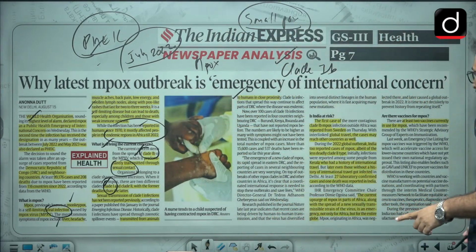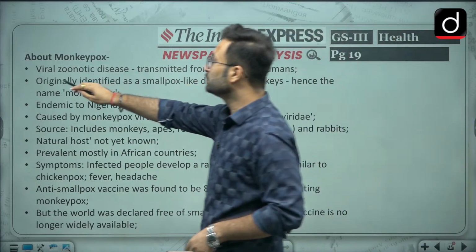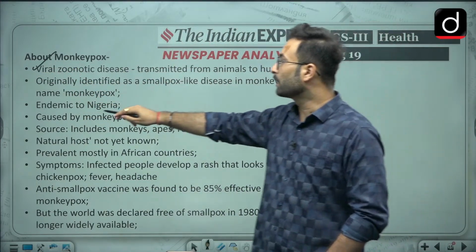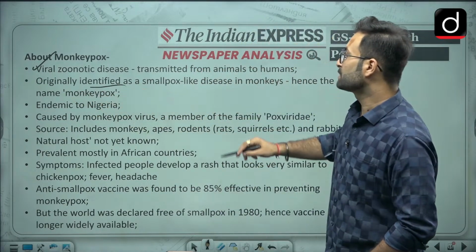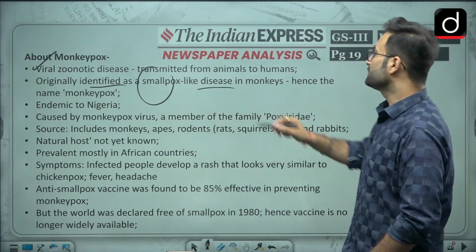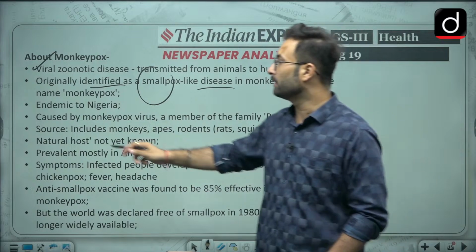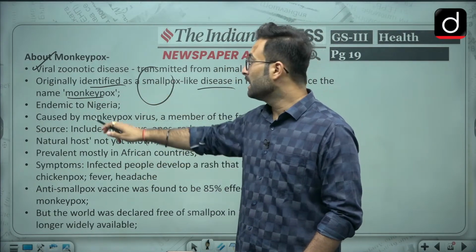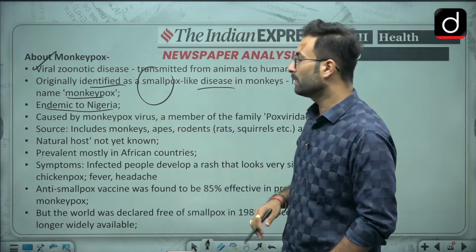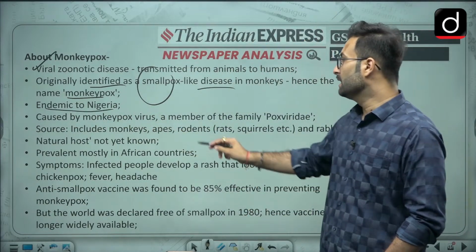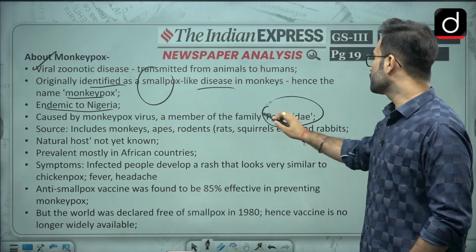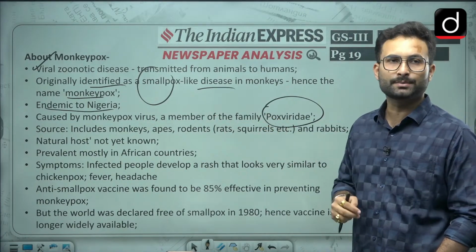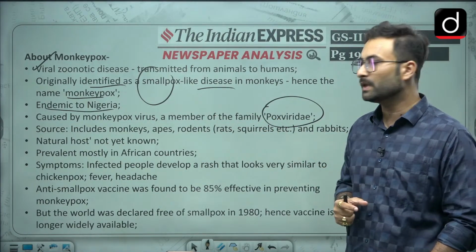Here you can see there are certain facts which can be important. It is a viral zoonotic disease which we have discussed. It can be transferred from animals to humans. Originally identified as a smallpox-like disease in monkeys, and hence it was named monkeypox. Later it was changed to Mpox, and it was endemic to Nigeria. It is caused by the monkeypox virus, a member of the family Poxviridae, because of which this particular disease has been caused.